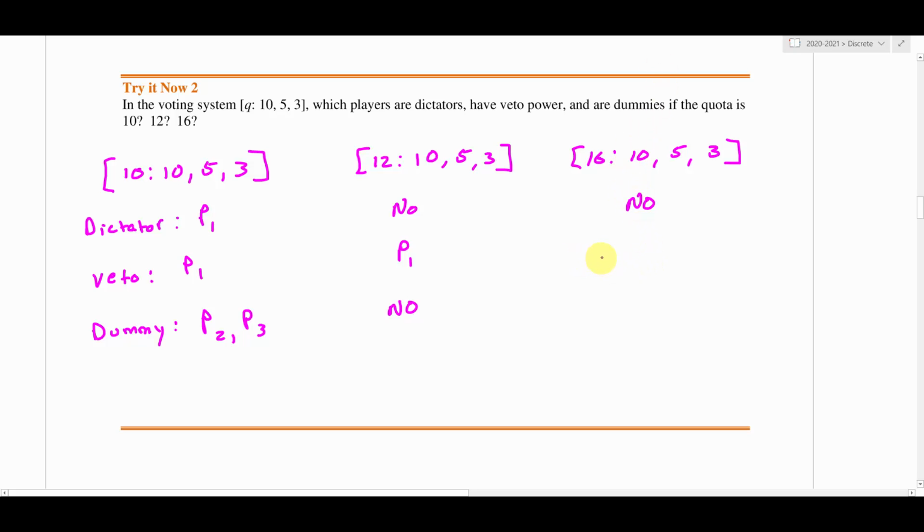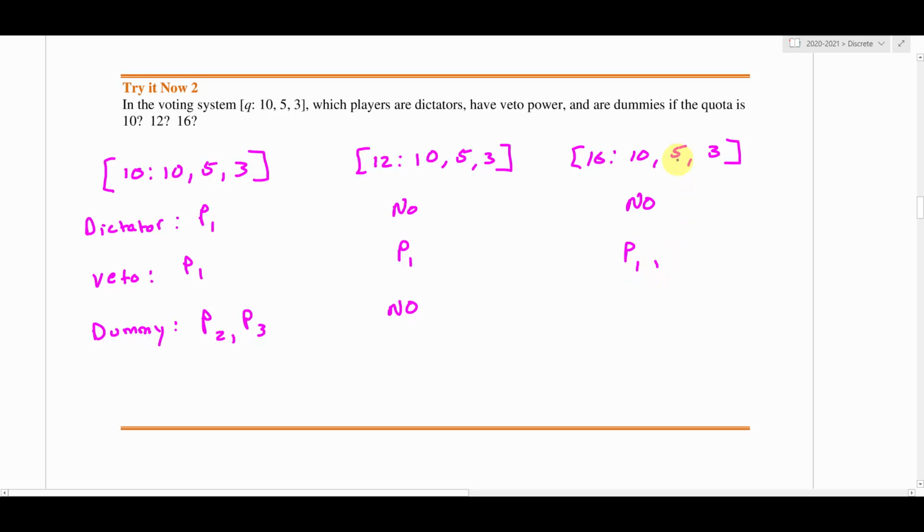And then we look at veto power. Okay, so I'm going to start with the 10. Okay, so if this particular player has veto power, then the other 2 would not be able to team up and pass a measure without him. And they cannot, right? Because 5 and 3 is only 8. They need 16. So player 1 has veto power.